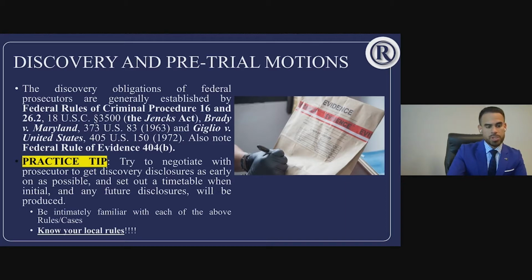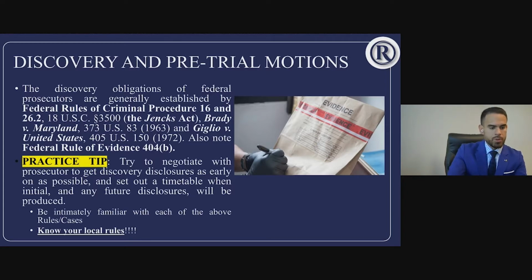Federal Rule of Criminal Procedure 16, 26.2, and 18 U.S.C. 3500, which is the Jencks Act. That's the really nuanced one. Brady versus Maryland, same as state court, requiring any and all exculpatory or inculpatory information to be turned over. Brady and Giglio requiring those. And we'll talk about Federal Rule of Evidence 404(b), which is a pain in the butt.